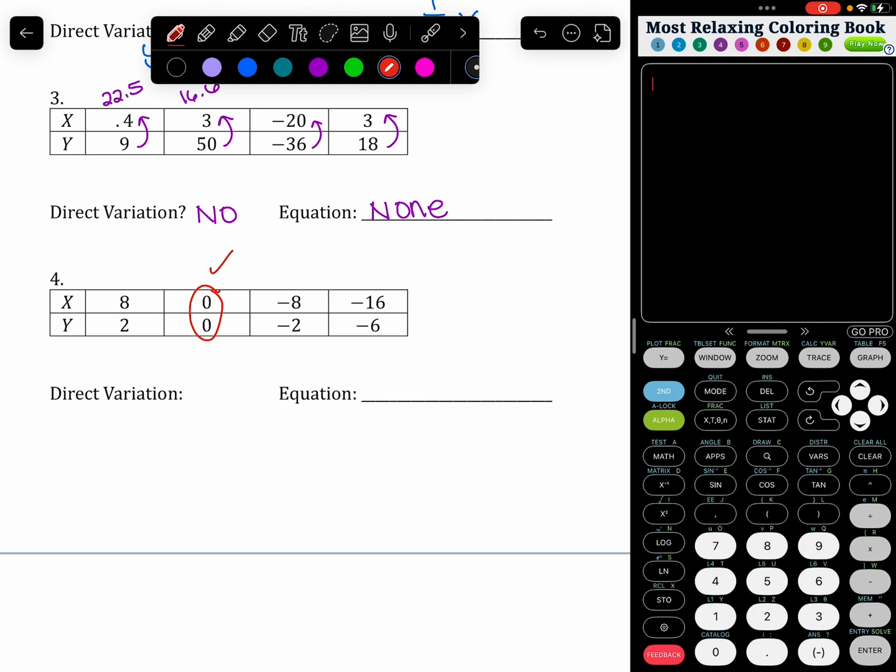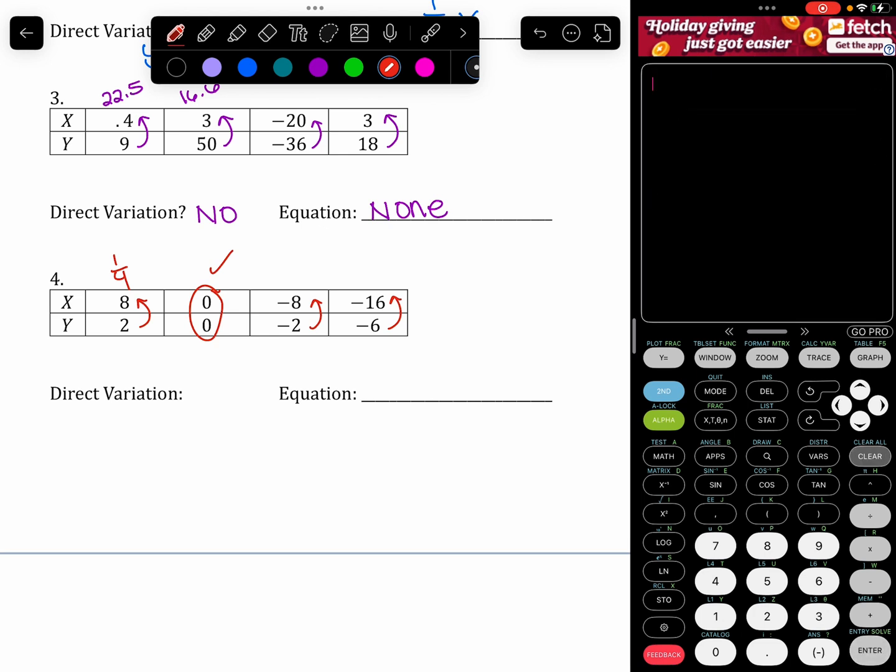Okay. Let's check this last table. I'm going to go ahead and check this off, because I know that 0, 0 will not get me what I want on my calculator. But again, just because it has 0, 0 doesn't mean that you automatically have a direct variation equation. You must check all of the y divided by x's.